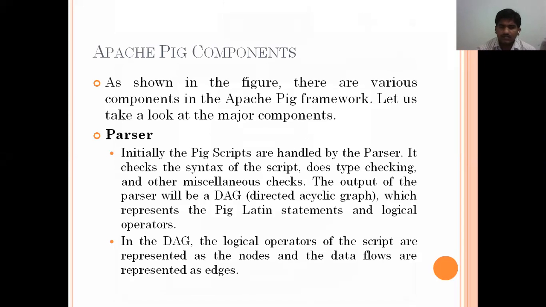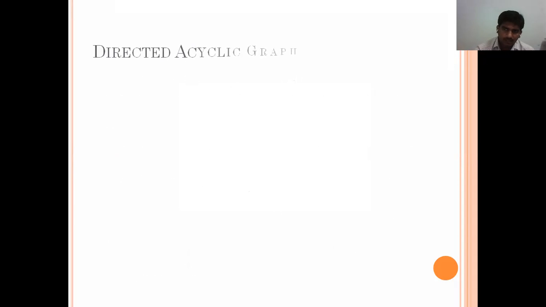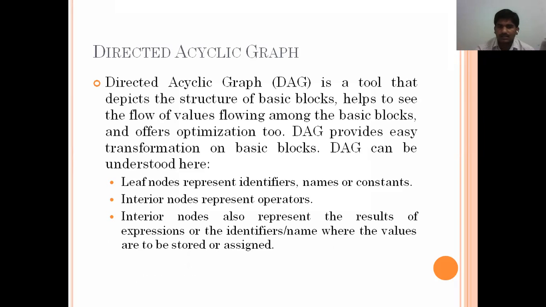Here the first one is the parser. It checks syntax errors, type checking, and miscellaneous checks. Here we need to know what a directed acyclic graph is. Here we have three rules to draw a directed acyclic graph. Leaf nodes are represented with identifiers, names, and constants, and interior nodes are represented as operators. Interior nodes also represent the result of an expression or identifiers or names, whereas the values are to be stored and assigned.